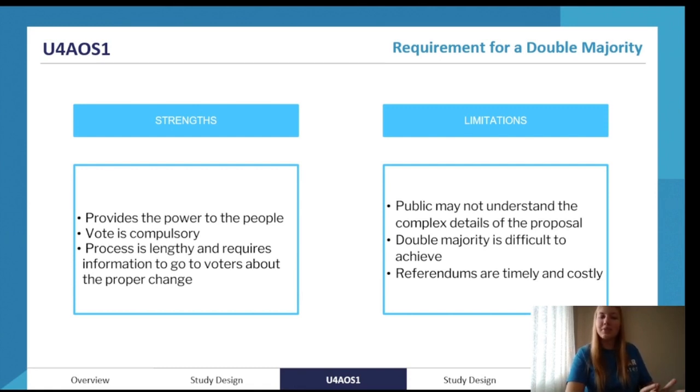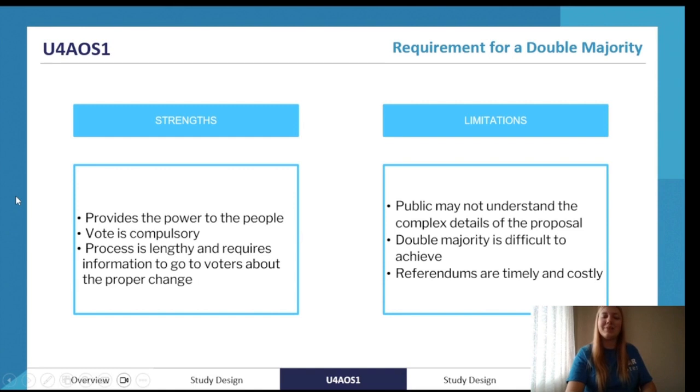Then, of course, you have media attention, even increasing the amount of information that is available and being spread around. In terms of limitations, the public might not understand the complex details of the proposal. We know that unfortunately, a lot of people across the country do not have much legal literacy or even take an interest in the government. And statistics have shown that these people are more likely to just vote no to a referendum. If they're not sure, or if they don't know, or if they distrust the government, they're just likely to vote no. Of course, that makes the double majority requirement even more difficult to achieve if we have all these people doing this just because they're not sure.